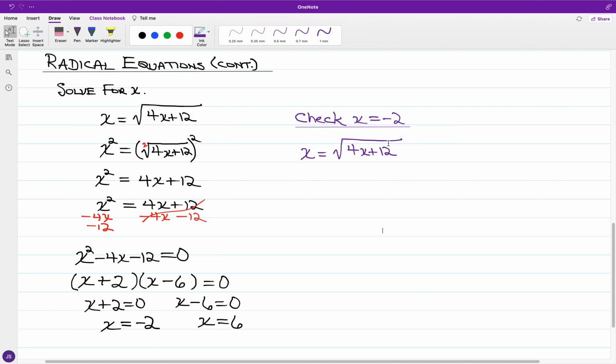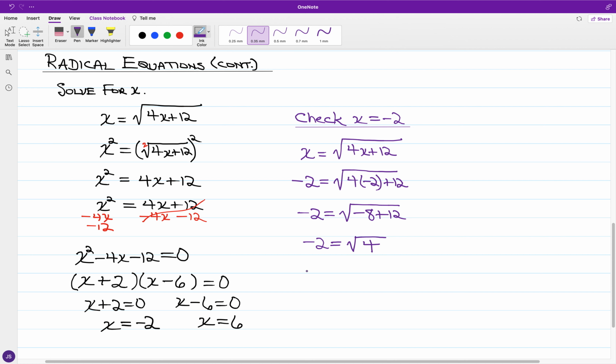this is the equation we have, and we're looking at whether negative 2 is going to fit into this equation. So we have x at negative 2, and for 4x plus 12, I have 4 times negative 2 plus 12. And 4 times negative 2 is negative 8, plus 12. Negative 8 plus 12 is 4.